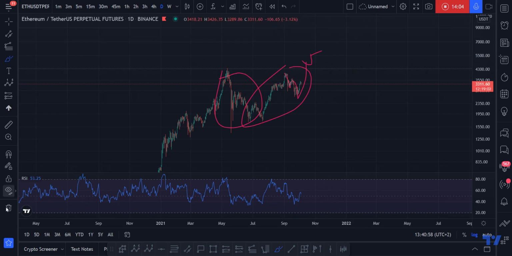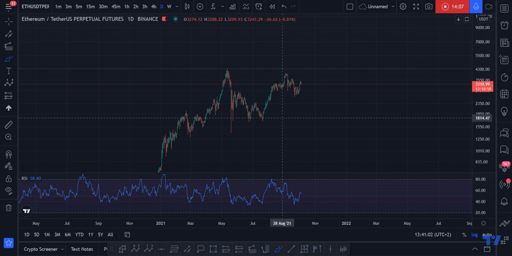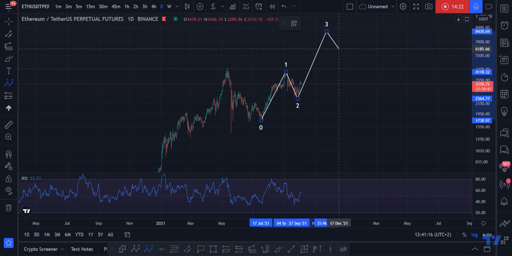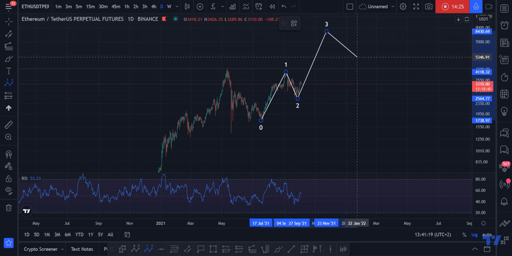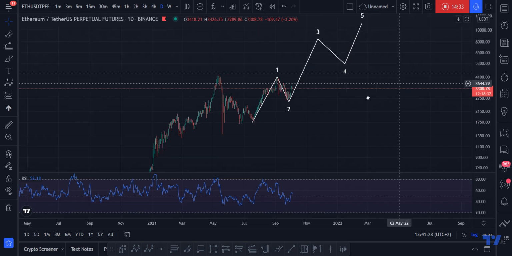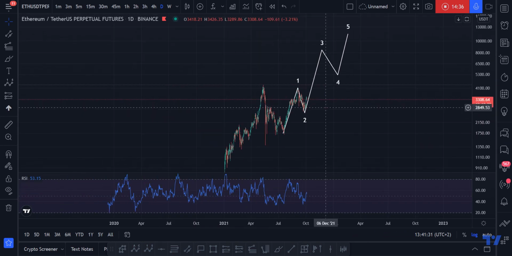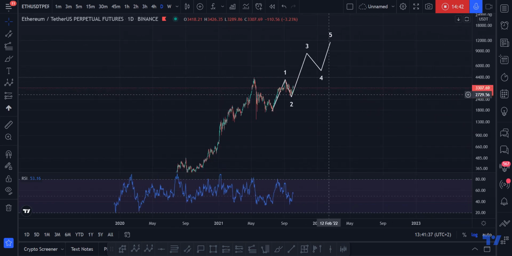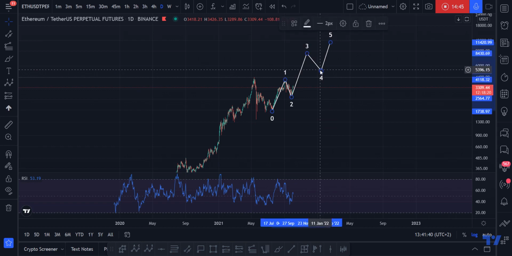This is one of the ideas I got. But I also consider that this can be complete as a first. We can do a second and the third to the upside, and then a fourth, which must be at least the same as wave two, the second wave, and then a fifth, and that's it. And we're going to move to the downside correctively again. But this is less likely to happen.